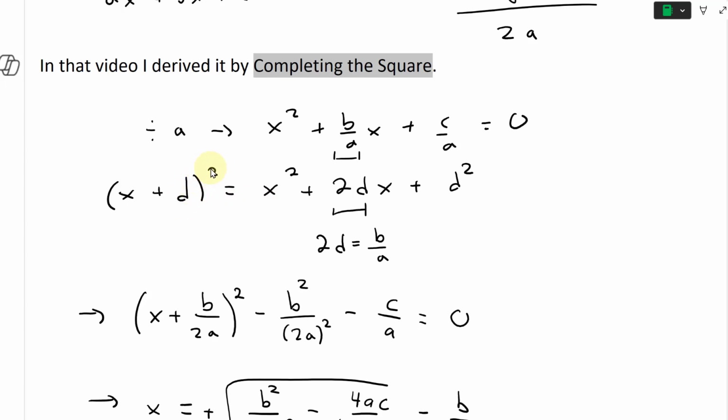And then what I'll do is complete the square. In other words, write this out as x plus d, and then all squared. Expand this out, we're going to get x squared plus 2dx plus d squared. Now we line up this b over a with 2d. So equate these, and now we can solve for d. d is equal to b over 2a. So we can plug this in.